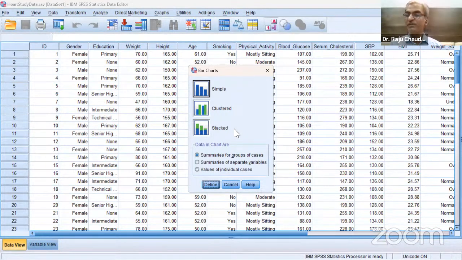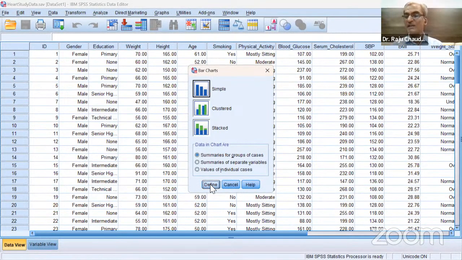If we have to represent only one variable, one categorical variable, we use Simple. If we have to visualize two categorical variables, we can go for either Cluster or Stacked, right? And here, Summaries for groups of cases, Summaries of separate variables, and Values of individual cases. Usually here, by default, the first option is available and we use that option. Okay. So for a single variable, we use a simple bar chart, right?